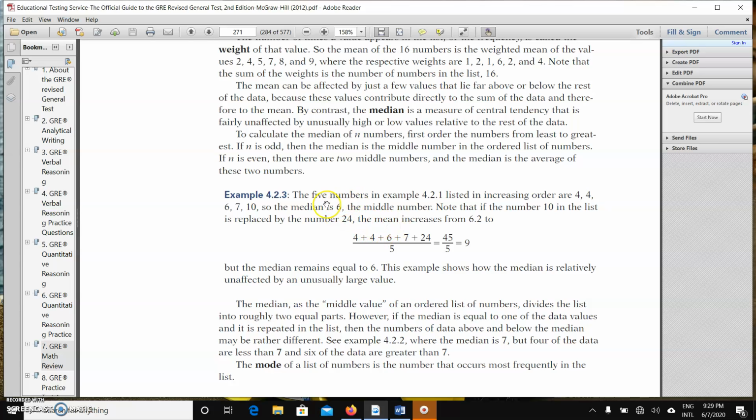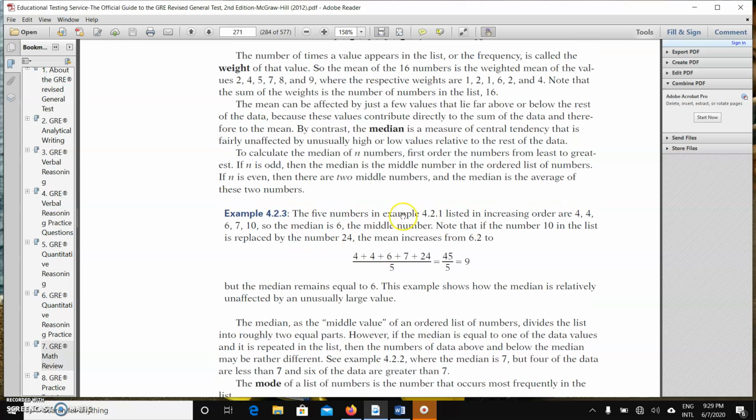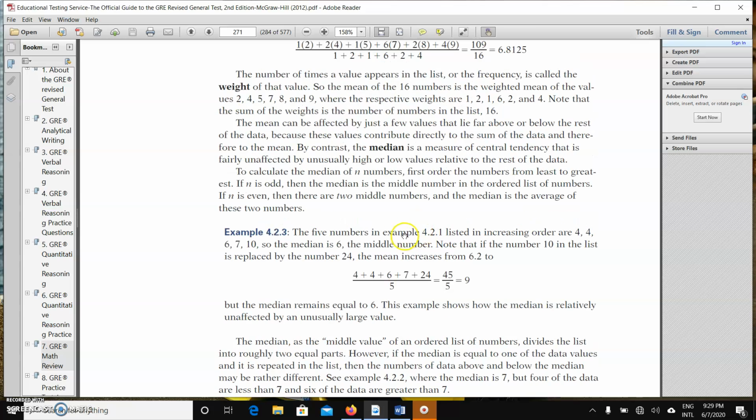For example, let me look at this example, the five numbers listed here. This example is listed in increasing order. For you to calculate the median, you have to look at the increasing order. It must start from the smallest to the greatest. That's why they started 4, 4, 6, 7, 10.